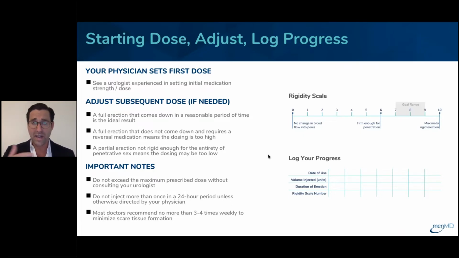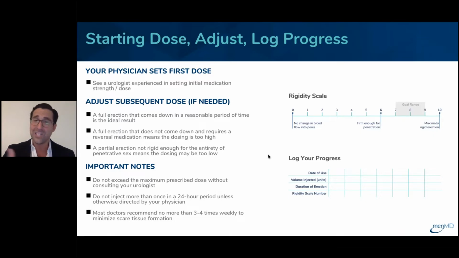They'll inject, then they'll try to have intercourse. If it's not enough, they cannot inject again. You should not inject again. So there is a little bit of trial and error, especially in the beginning. You have to wait at least 24 to 48 hours. Then you can inject again. This time around, you can go up in the dosage. And again, it's a slow incrementation until you get to a point where you get that erection that you're looking for. So again, most doctors don't recommend injecting more than 3 to 4 times a week.